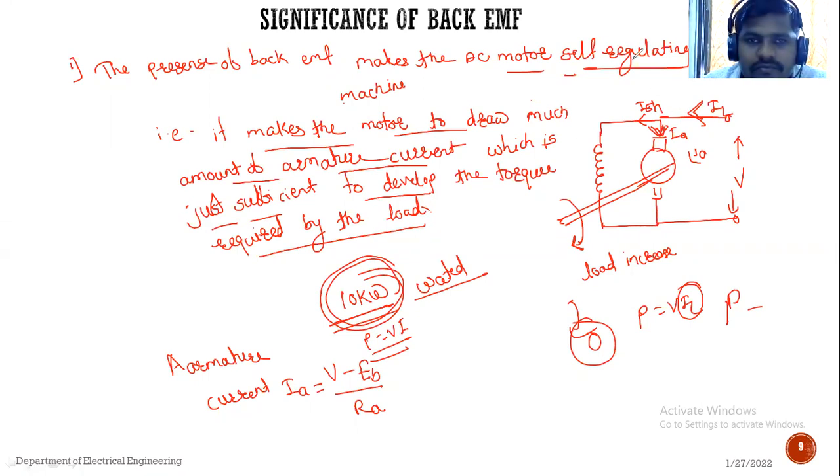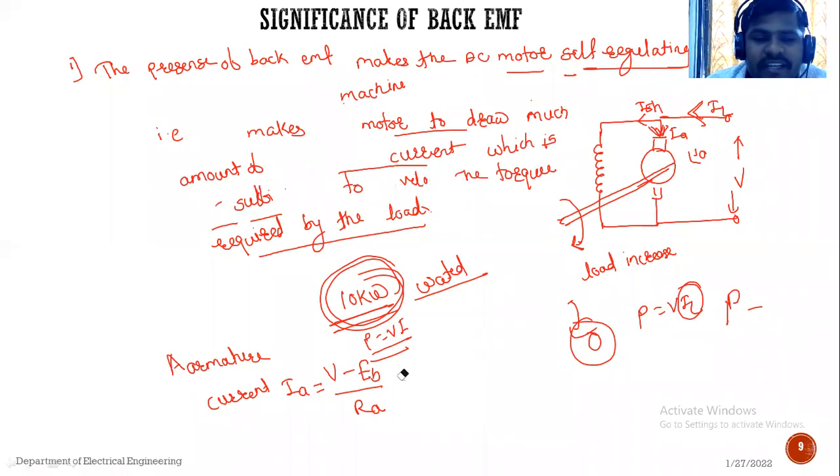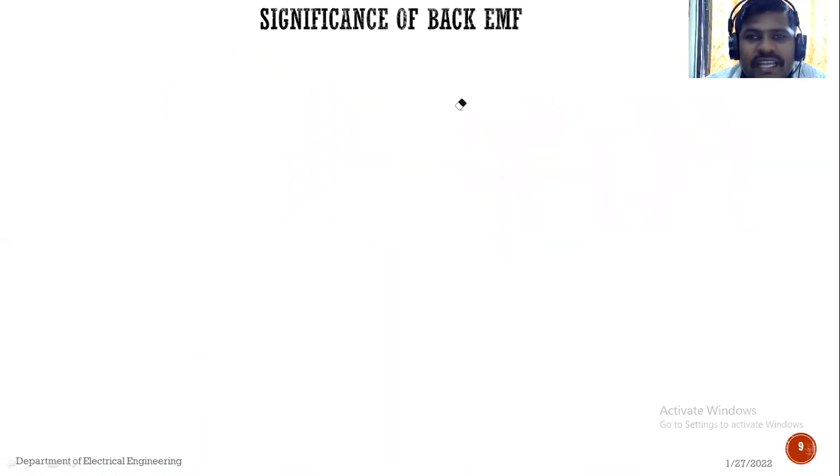Now according to this there are 3 significance. याच्यावरून त्याचे 3 significance आहेत. See, I have written here one equation, that is armature current. म्हणजे जेवढा required current आहे तेवढाच current मोटरने घेतला पाहिजे.